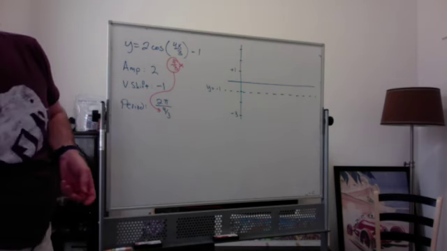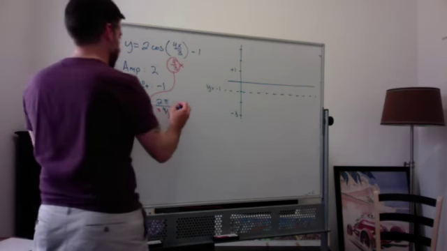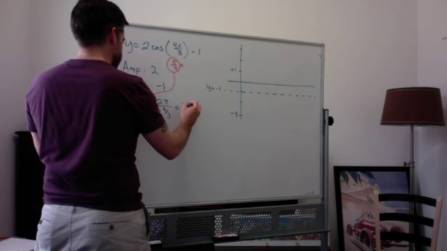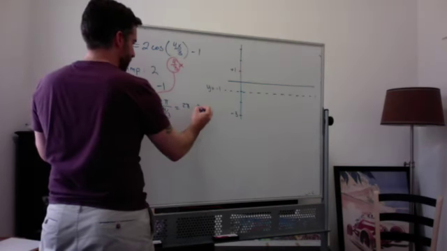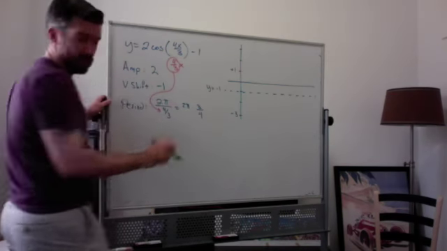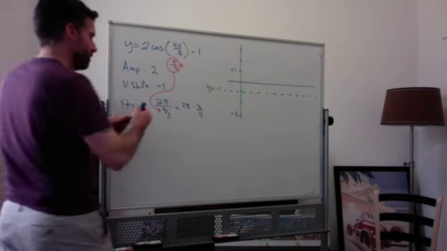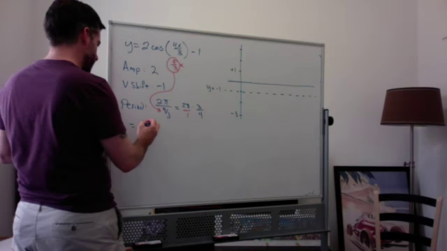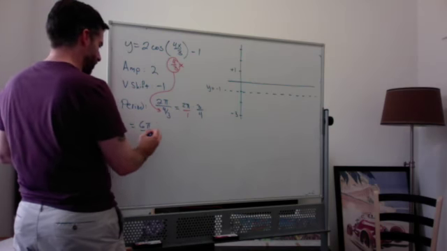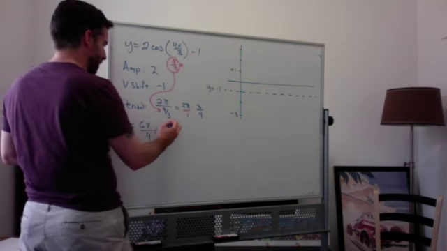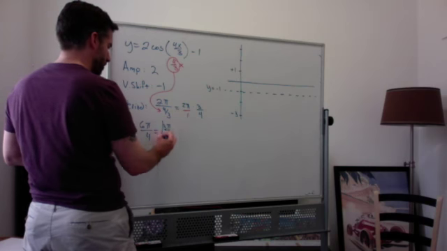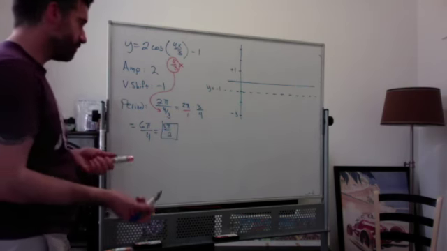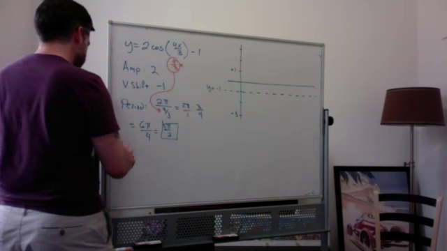Dividing by a fraction means you multiply by its reciprocal. This is the same as 2 pi times 3/4, which is 2 pi over 1 times 3/4. So I get 6 pi over 1 times 4 is 4, which reduces to 3 pi over 2. That's my period.